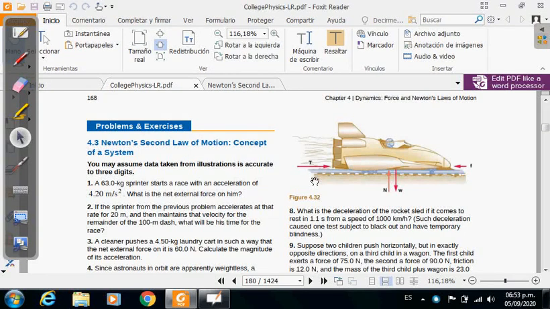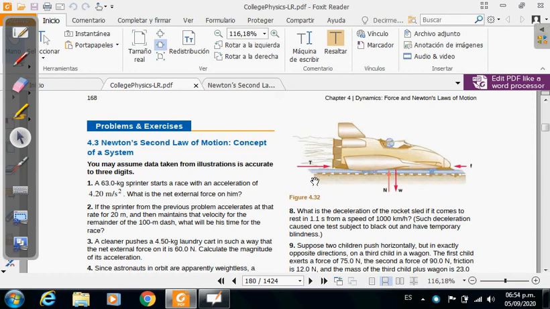Welcome to our first video from this new topic, which is called dynamics, where we are going to study the movement and the forces that cause that movement. And since it's the beginning of this new topic, we're going to work with the first exercise from our book, College Physics. And in this exercise, we must find the net external force.